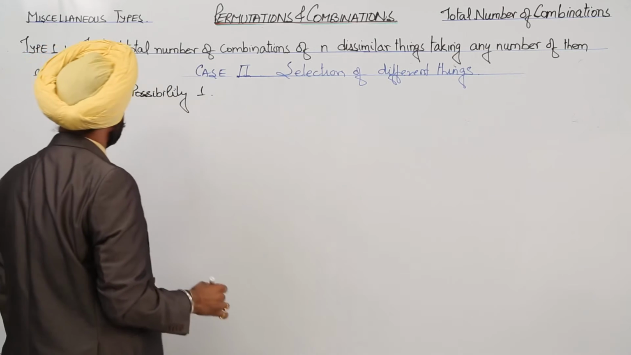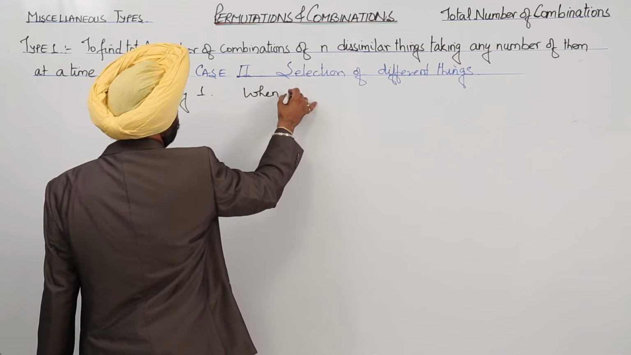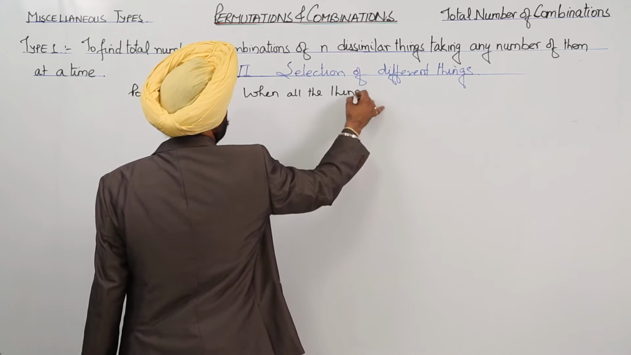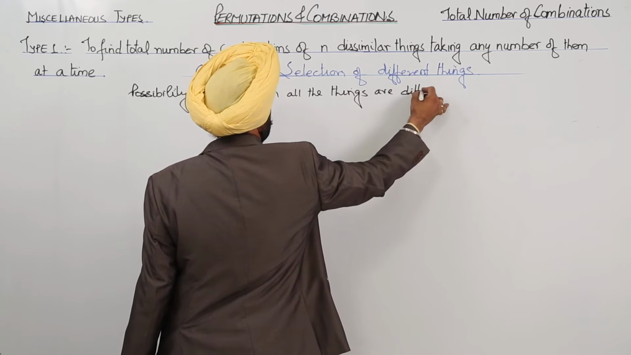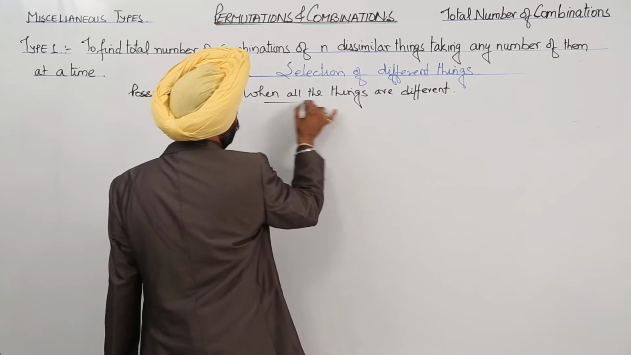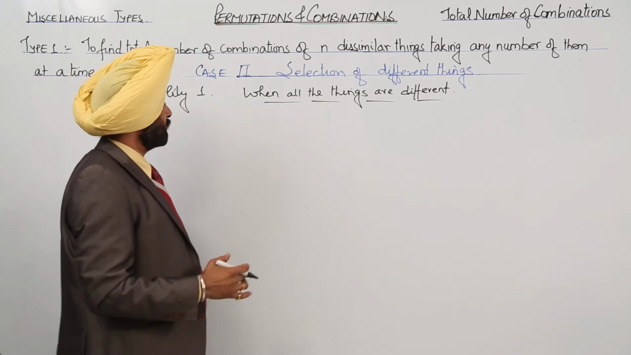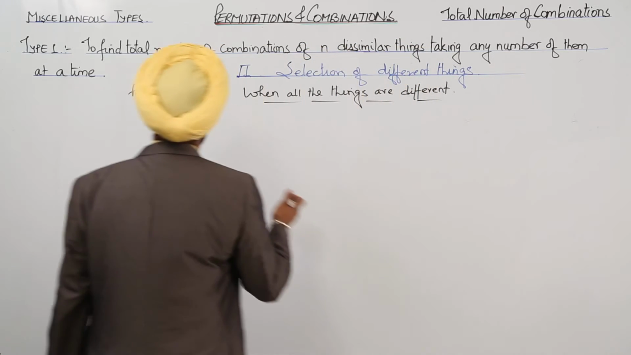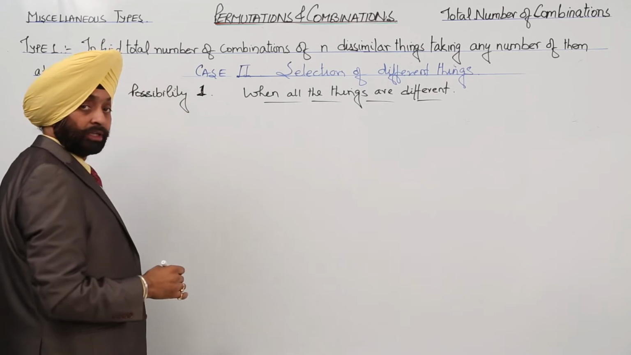what can be the possibility? The possibility can be when all the things are different. Possibility 1 is when all the things are different. And what can be the second possibility? The second possibility can be when all the things are not different. Okay, so this is possibility 1 and we can write it as a in the case 2.